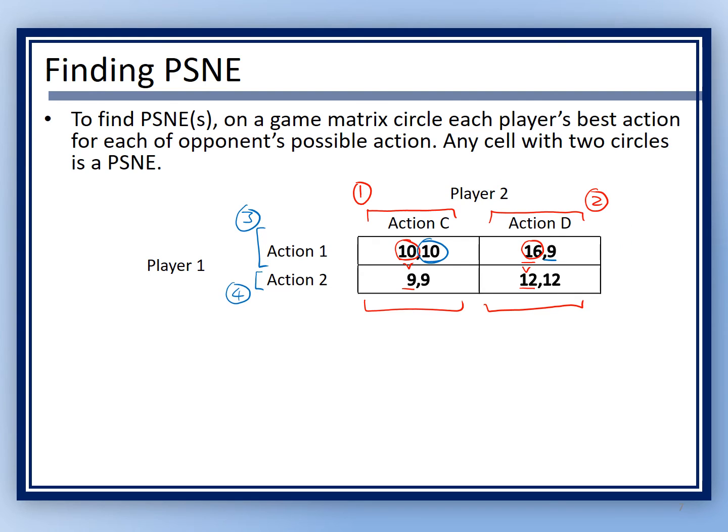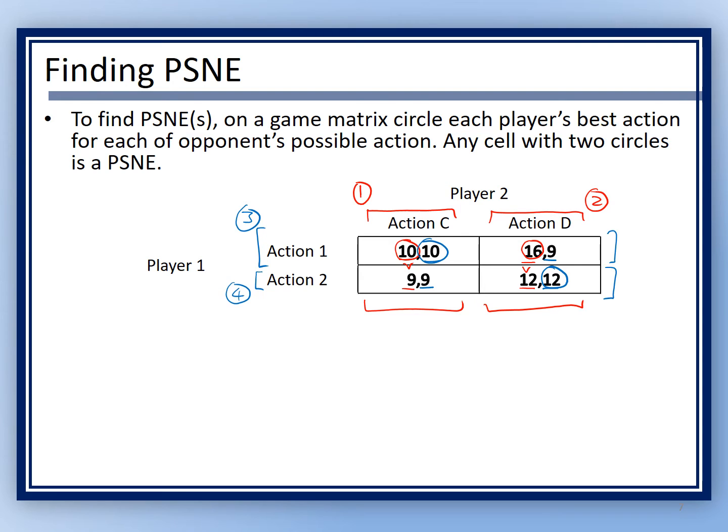Finally, if player 1 chooses action 2, what would player 2 do? Player 2 can choose between action C and D. Action C gives her a payoff of 9. Action D gives her a payoff of 12. Since 12 is better than 9, she's going to choose action D.